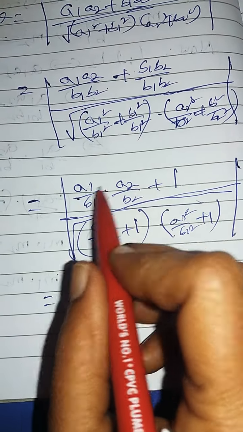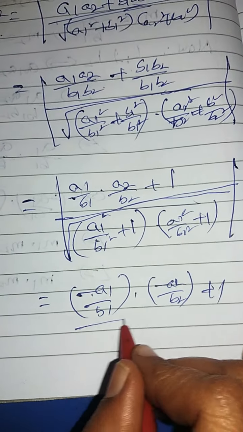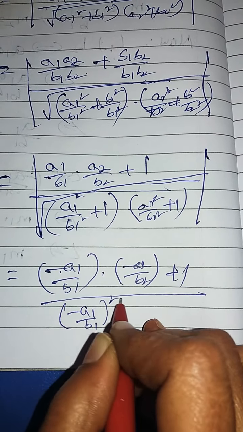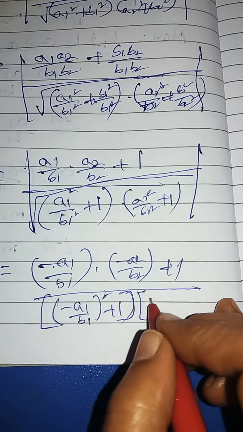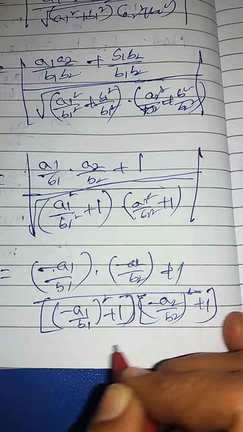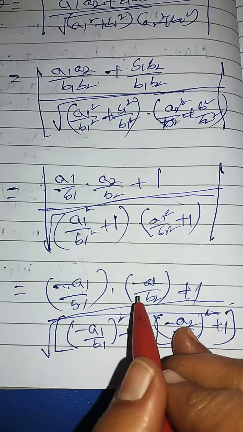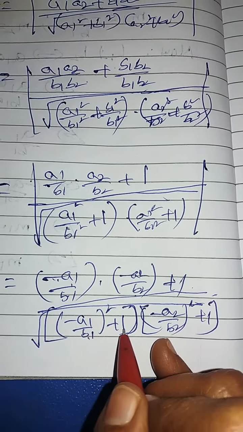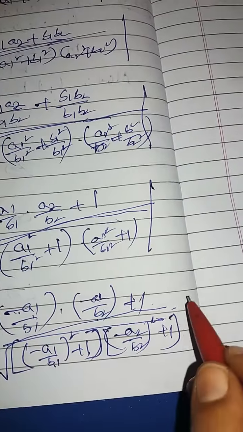Now we can write this as minus a1 by b1 into minus a2 by b2 plus 1. Means what here? I am multiplying the two fractions with minus. Then minus into minus becomes plus. There is no change. Here I can write the denominator as minus a1 by b1 whole square plus 1 into minus a2 by b2 whole square plus 1 under root. Now what is minus a1 by b1? m1, minus a2 by b2 is m2, plus 1 by this is m1 square plus 1 into m2 square plus 1 under root. Now it is under mod.